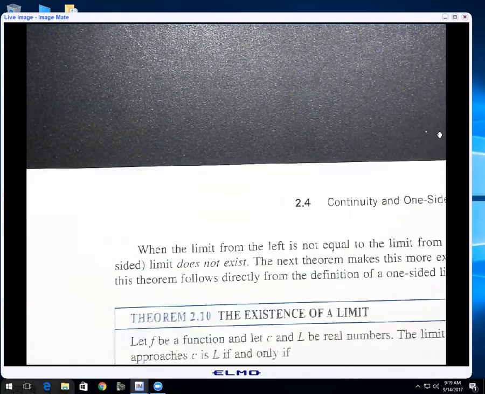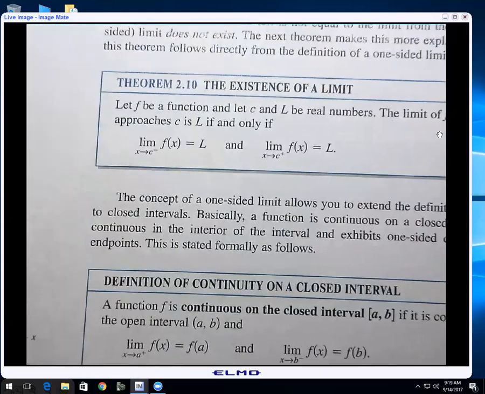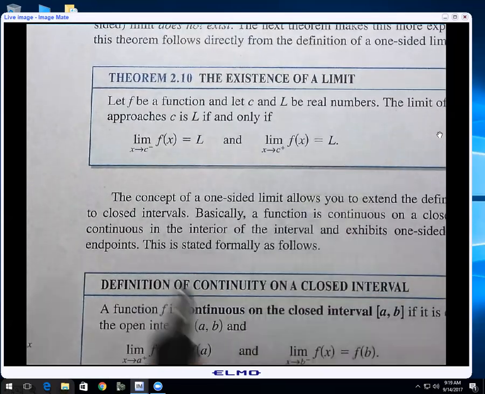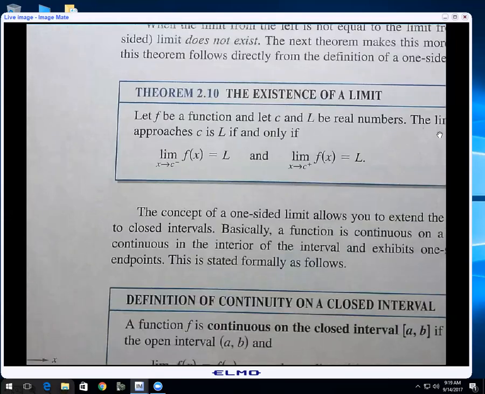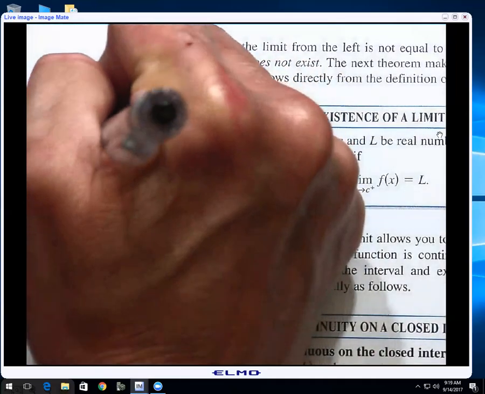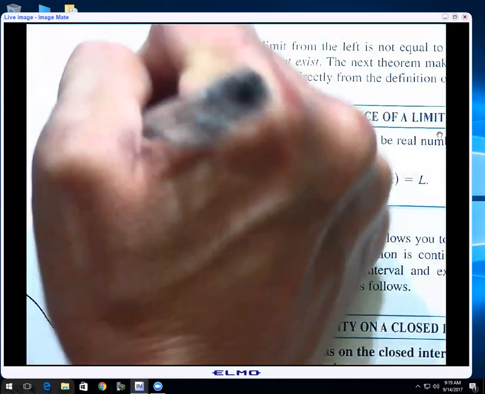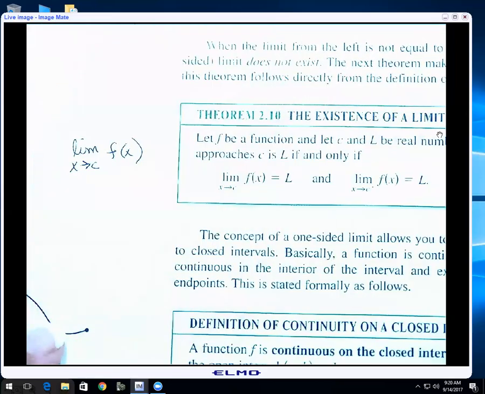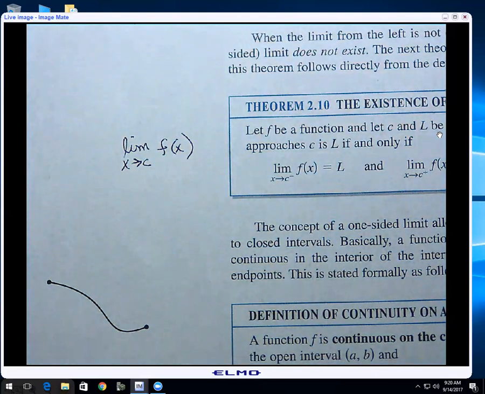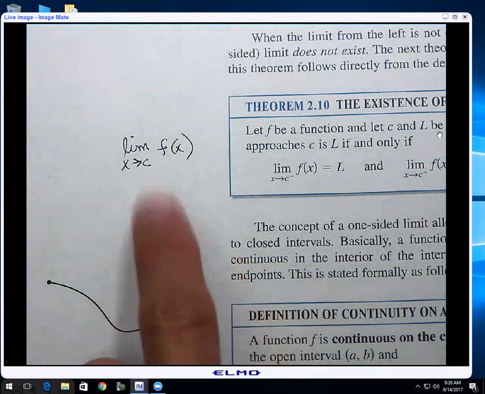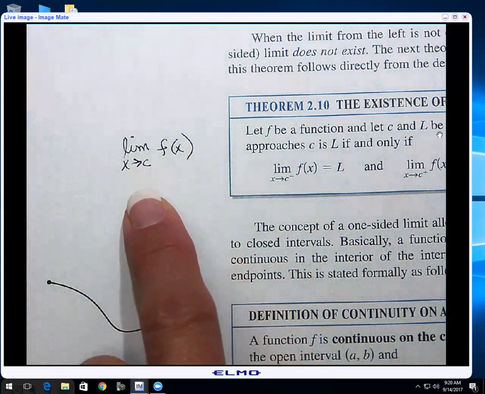The existence of a limit. So far we have used the notation, the limit as x approaches C of f of x, and that meant that the y values were approaching the same number from the left as they were from the right, and the limit existed. This is called the two-sided limit because we're approaching C from both sides.